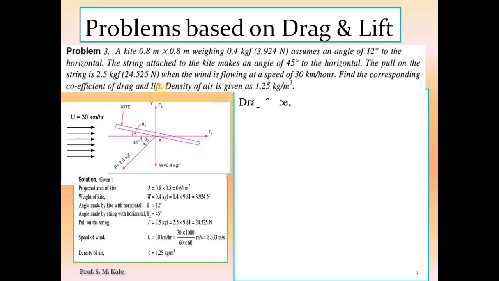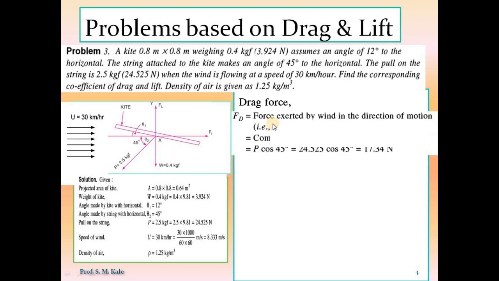So FD is nothing but the drag force, the component of total force which is acting in the direction of motion of the fluid. As the fluid is moving in the horizontal direction, if you see the free body diagram of this kite, there are basically two forces acting on the kite. First one is the weight of the kite, second one is the pull which is present in the string of the kite. If I take the horizontal component of weight and the horizontal component of pull in the direction of motion of the air, then whatever value of force I get will be called the drag force.